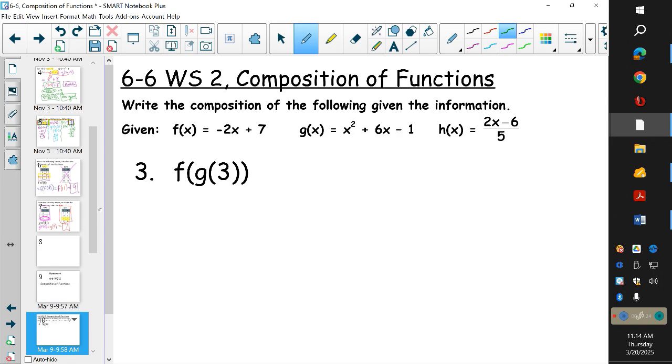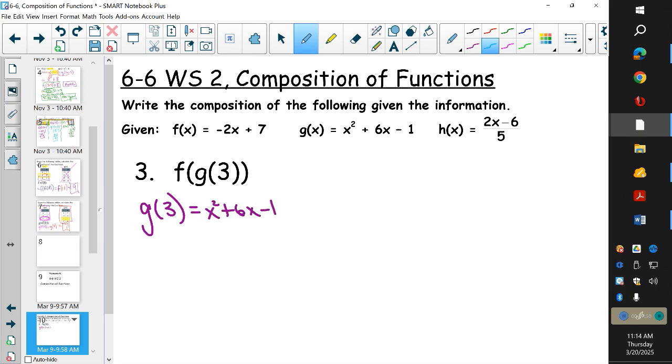Number 3. F of g at 3. So what do I do first? What is the number touching? Which letter? G. It is touching G. So I'm going to work from the inside out, and I'm going to do G at 3. What is G defined to be? X squared plus 6x minus 1.